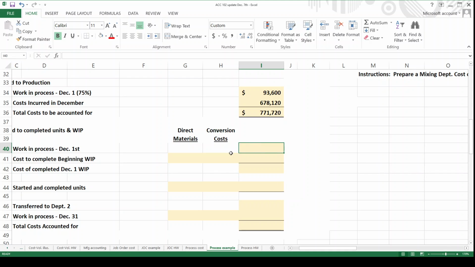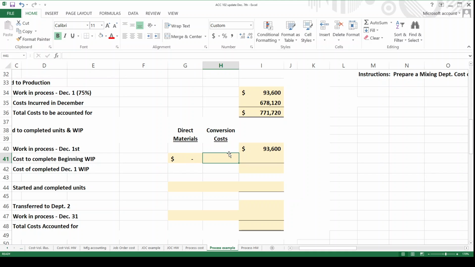All right, so let's start with the work in process. We inherited $93,600 from November. And now, what was the cost to complete the beginning WIP? Well, this is going to be a zero, right? Why? Because we said that the materials are added at the beginning of the process.